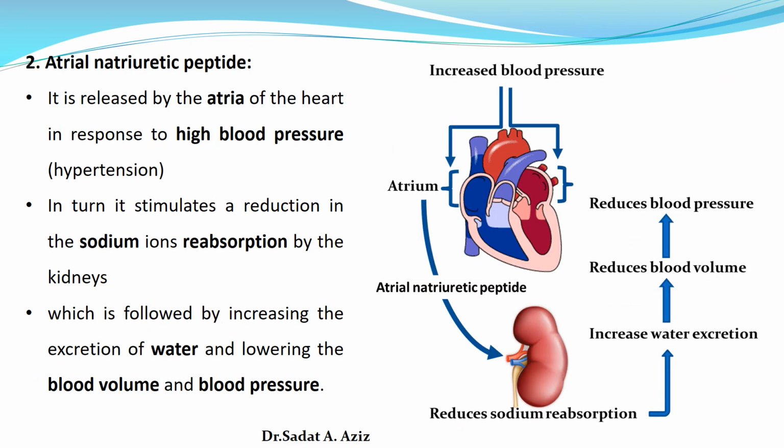The second hormone is called atrial natriuretic peptide. Atrial means the hormone is related to the atria of the heart. You know what we have within the heart? We have the atria and ventricles, or right and left atrium, and right and left ventricle.